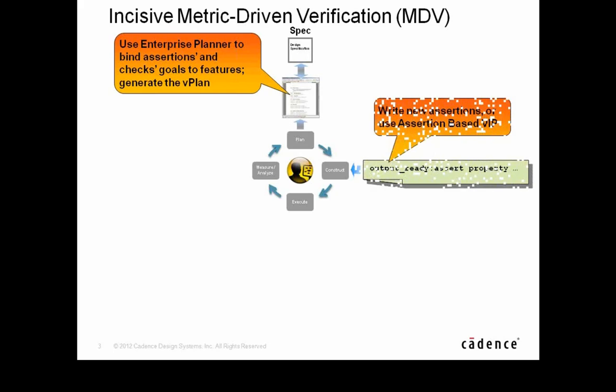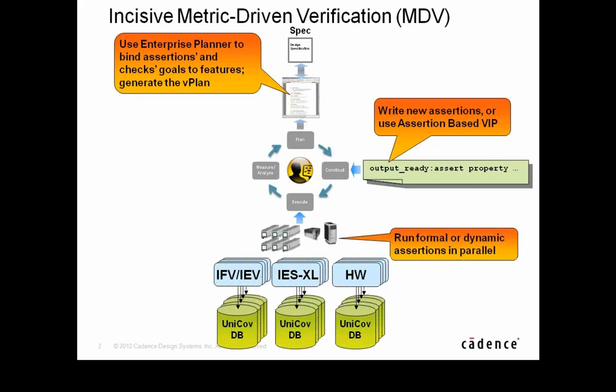And in Incisive, what you can actually do is similar things with your assertions. You develop your assertions, or you use pre-packaged assertion-based VIPs, or other VCOMs that you either have or have got from somewhere, and you can tie them back to the verification plan that you've developed, similar to what you would have done with tests in the case of simulation.